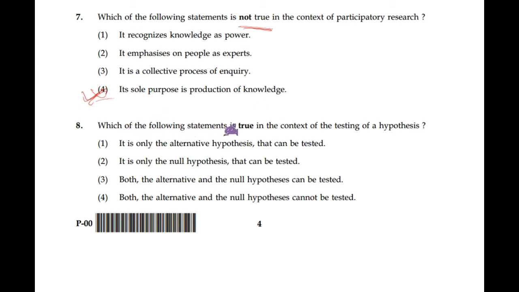Which of the following statements is true in the context of the testing of a hypothesis? It is only the alternative hypothesis that can be tested. It is only the null hypothesis that can be tested. Both the alternative and null hypothesis can be tested. Both the alternative and null hypothesis cannot be tested. So correct option is 2. Null hypothesis is tested and decision is taken based on this whether it is accepted or rejected.